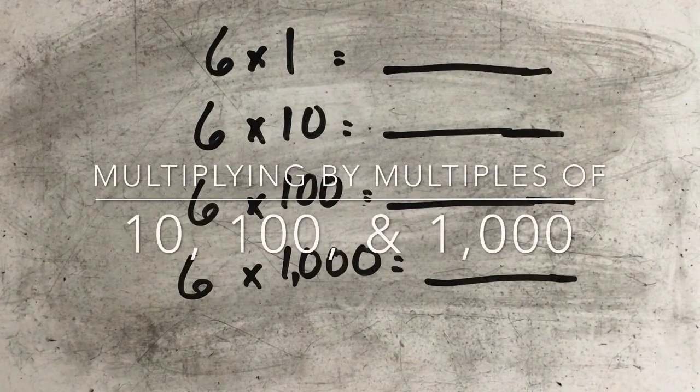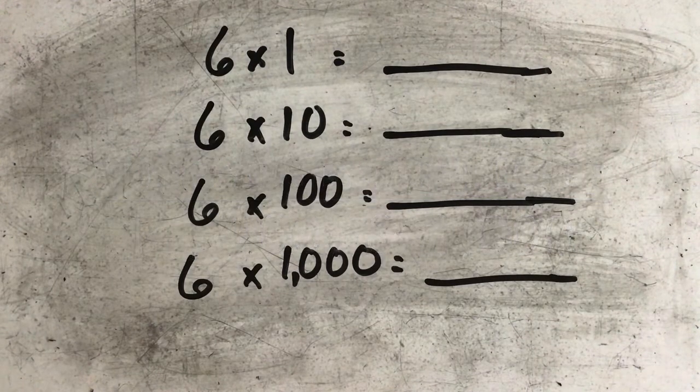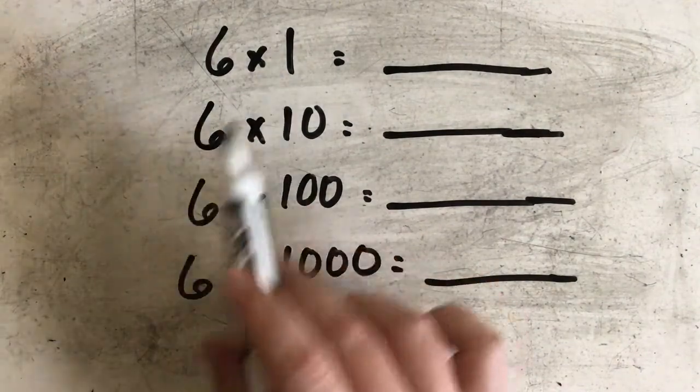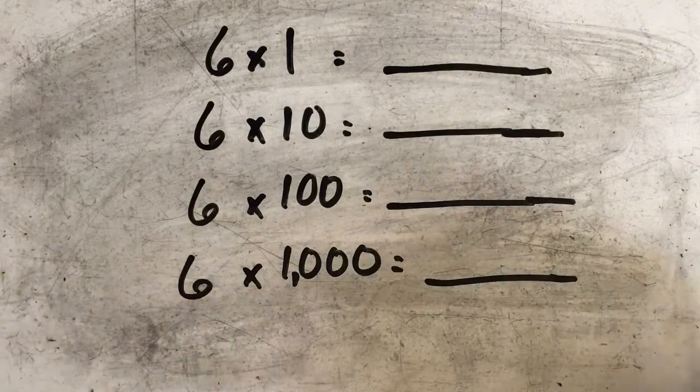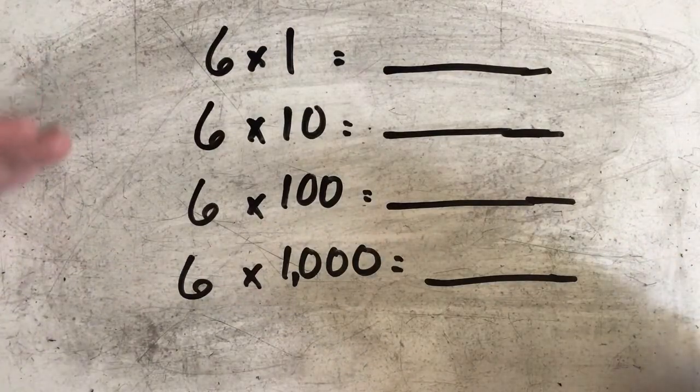Hey there. Today we're going to learn how to multiply by multiples of 10, 100, or 1,000. What we see here are four different problems, and we're going to see a pattern that emerges as I move through and multiply each number.